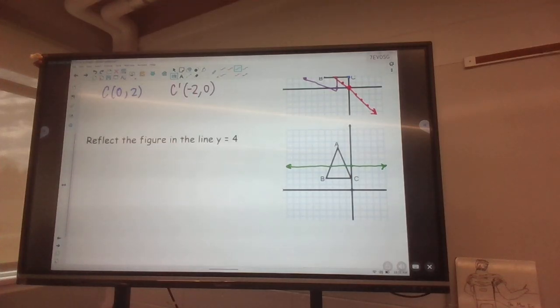So A is 3 above. So we're going to go 3 below for A prime. B is 2 below, so we're going to go 2 above. C is 2 below, so we're going to go 2 above. So we kind of end up with a little star here.